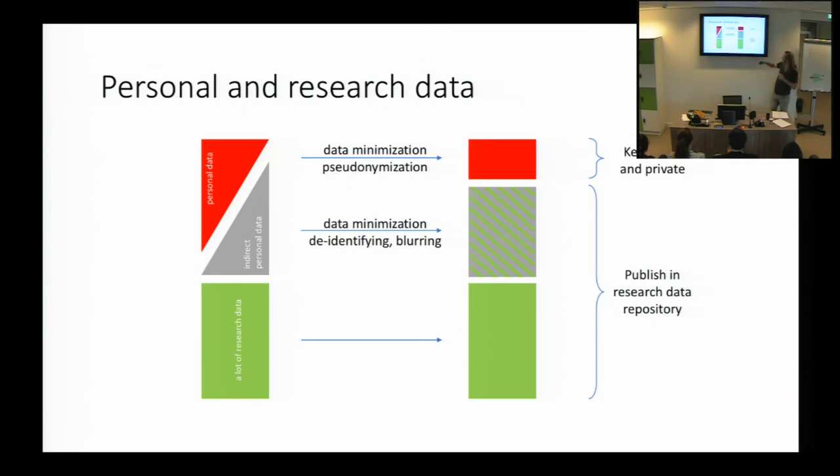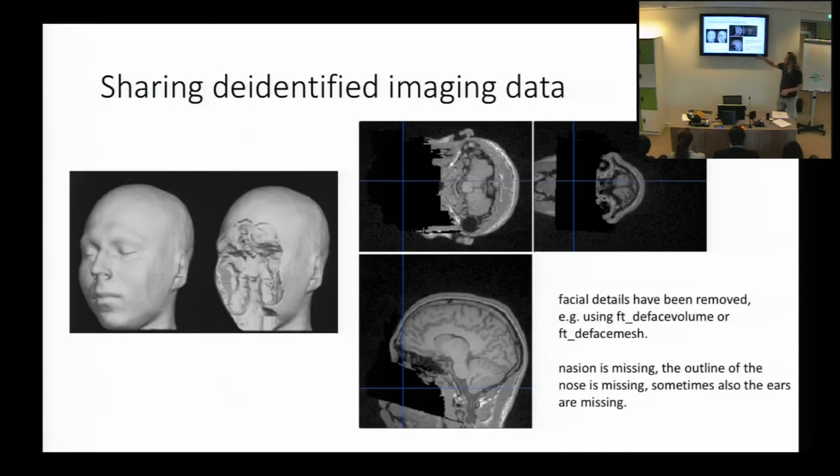Okay, so a little bit on what de-identifying means, and how it relates to the analysis that we're working on. Here you can see imaging data. The imaging data is for us the biometric data that is really important, especially for source reconstruction, but it's also the most identifying data. So this is a facial reconstruction from an MRI scan prior to and after deblurring.